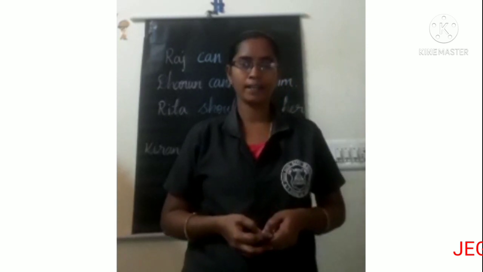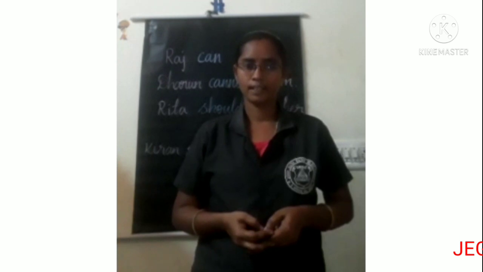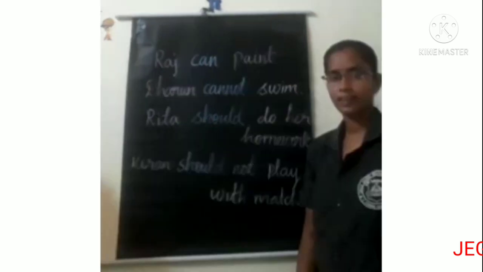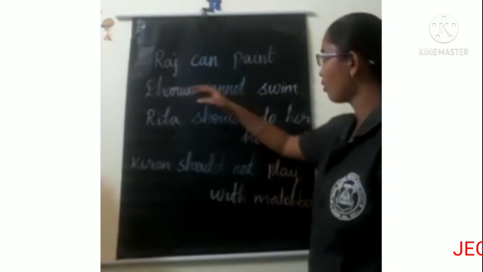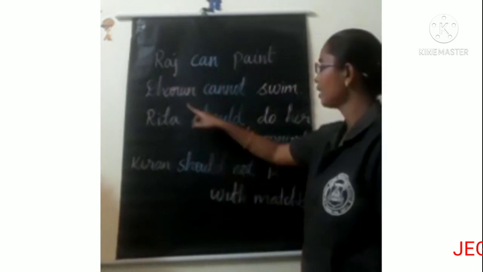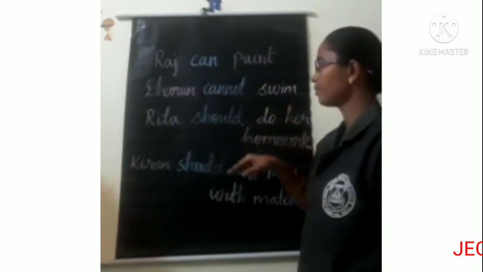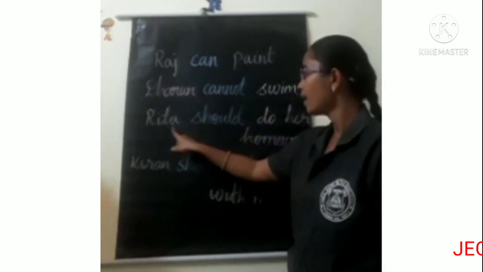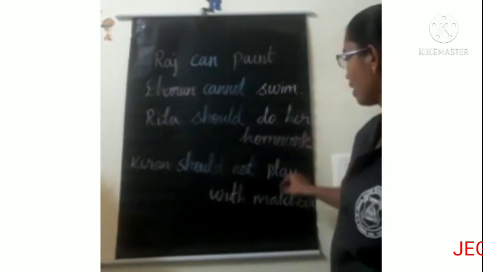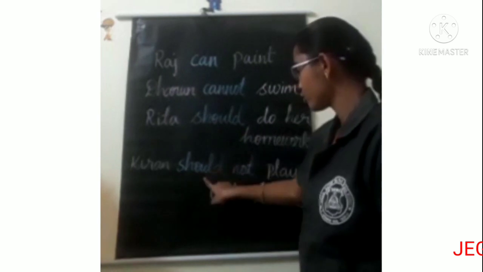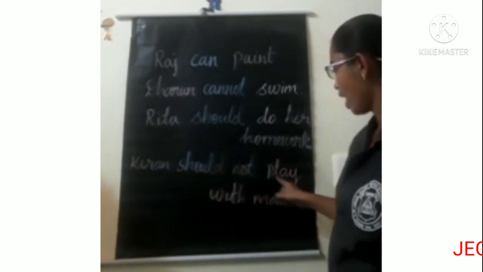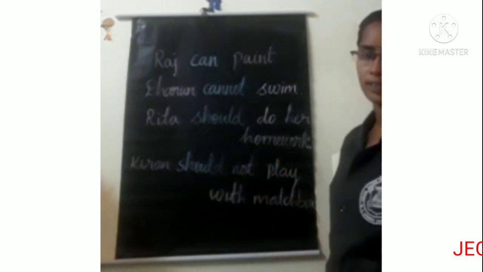Today our topic is modal auxiliaries: can, cannot, should not. Children, look at this board. Raj can paint. Darun cannot swim. Rita should do her homework. Kiran should not play with matchbox.